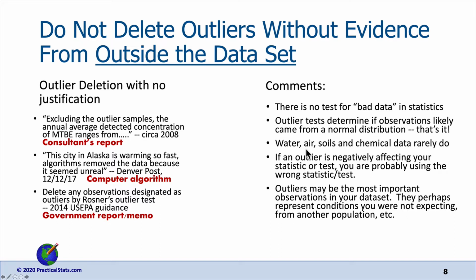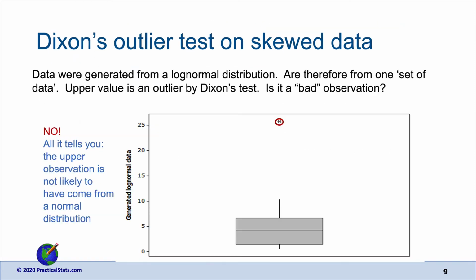Concentrations in water, air, soils, chemical data in biota rarely come from a normal distribution. You should expect outliers to occur in your data in natural resources. If that outlier is negatively affecting your test, like a t-test, that means you're probably using the wrong statistic, the wrong test. You really don't want to test on means.